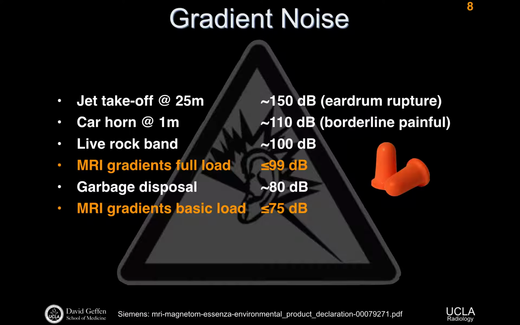So, I mean, this is just sort of to set the standard of how noisy is noisy. Obviously, there are things that are much louder. MR gradients under so-called full load will be quite loud, but under sort of standard loads will be a little less noisy, but all the same, these are noisy things, right? So if you've been in near or around the MR scanner, you already know how loud it can be.